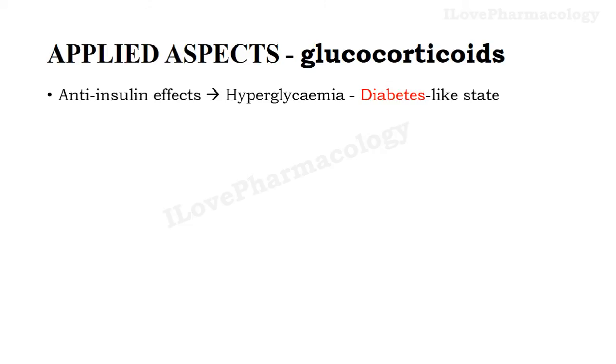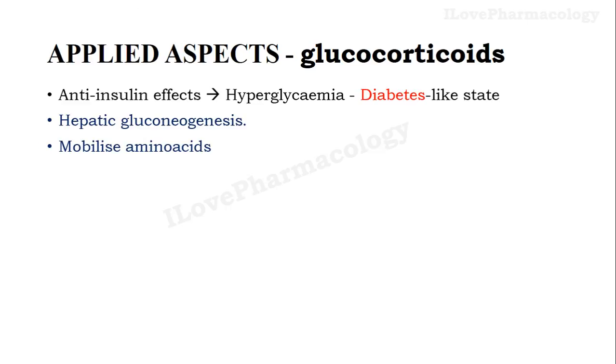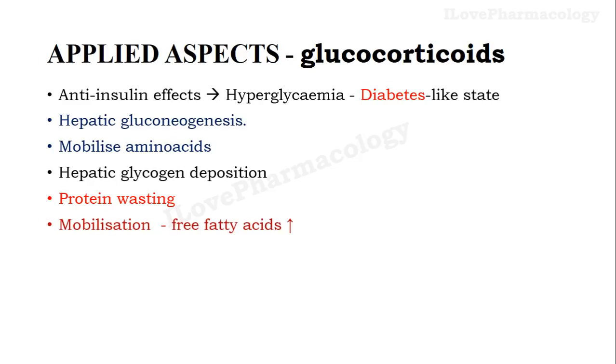It has an anti-insulin effect because of the hyperglycemia. Since it creates a diabetic-like state, you should be very careful in diabetic individuals. Also, hepatic gluconeogenesis, mobilization of amino acids that helps in increasing glucose synthesis, and hepatic glycogen deposition can all increase the glucose level, so be very careful in diabetic individuals. It also leads to protein wasting because of the inhibition of protein synthesis as well as breakdown of proteins, and there will be mobilization of free fatty acids due to the lipolytic activity.